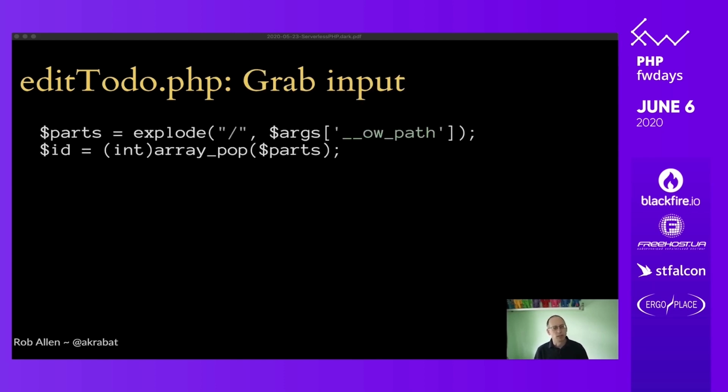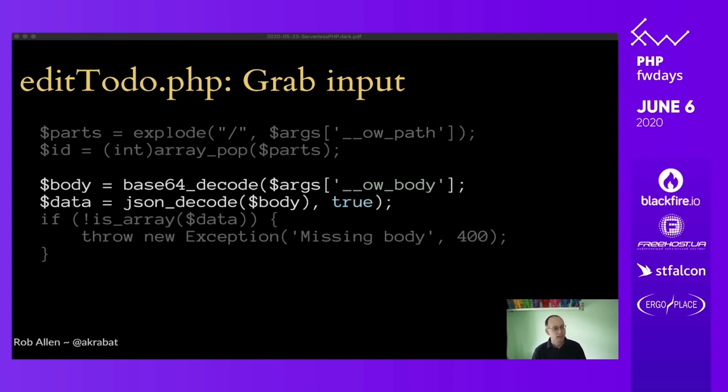Yeah, about the actual work itself. Firstly, we're going to have to extract stuff from the event parameters, that arguments parameter that comes into main. Firstly, we can explode the path. So if we explode on underscore OW underscore path, we're going to get all the parts of the URL. If you remember, we defined this one as /todo/ID. So ID will be the last part of the path. So we can just array pop it off the end of the parts, and we now have the ID.